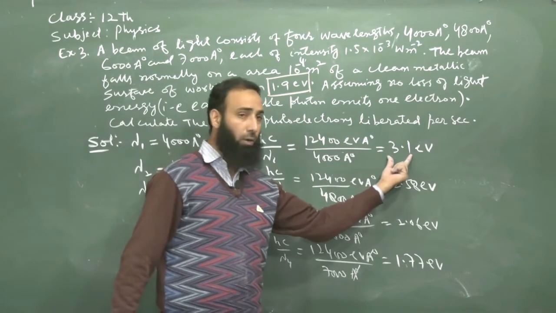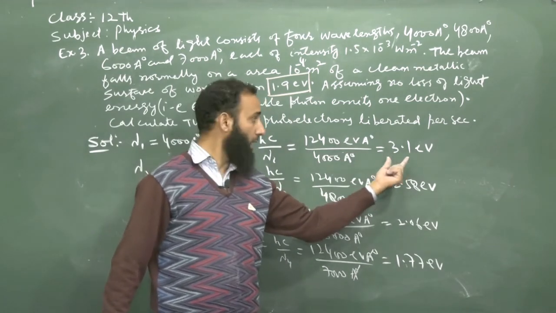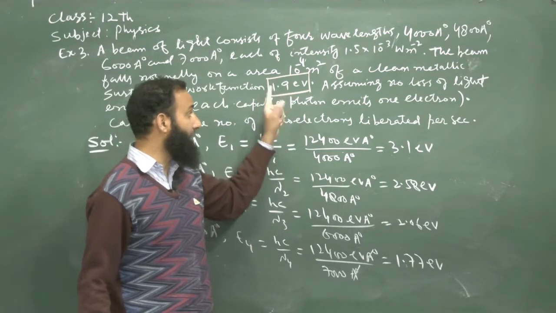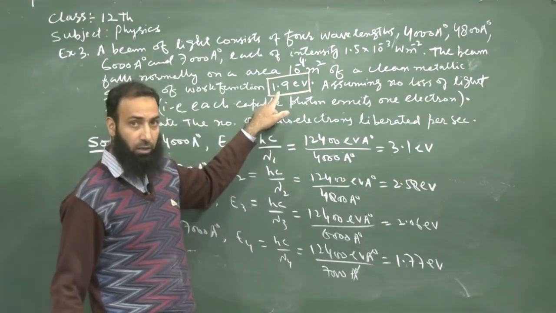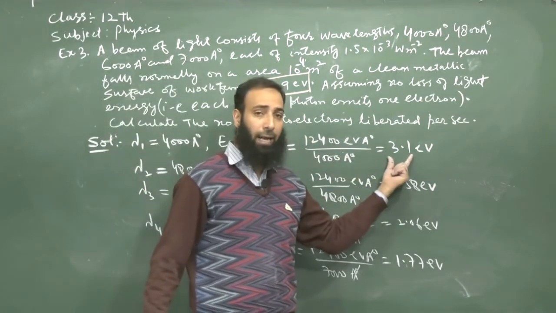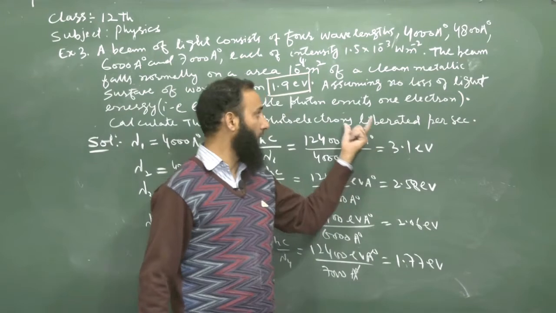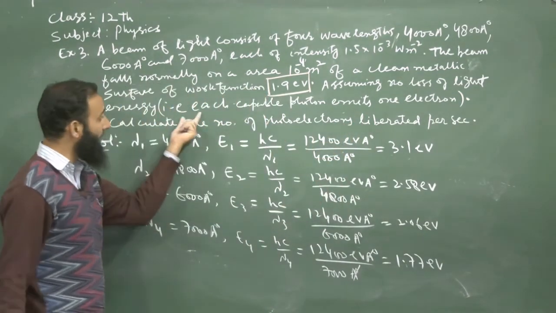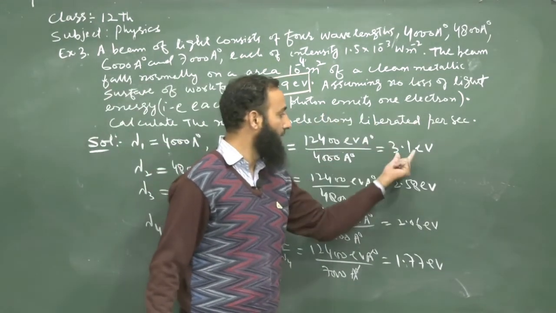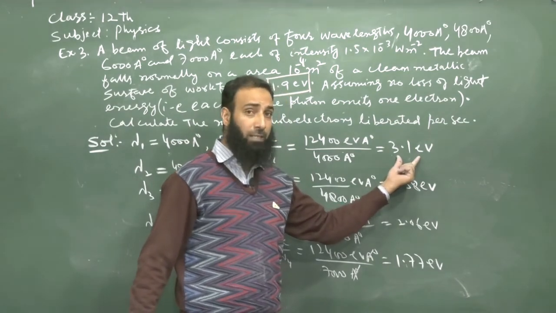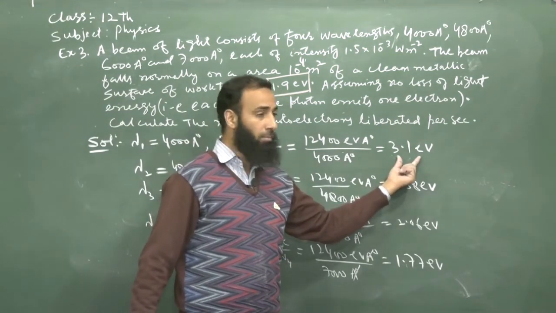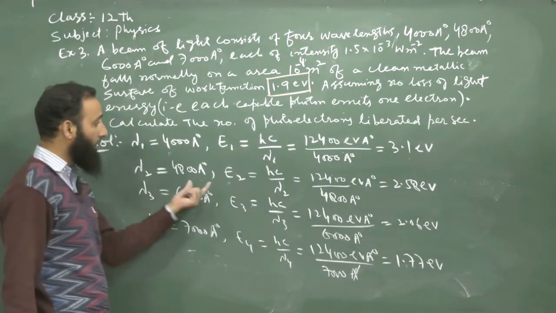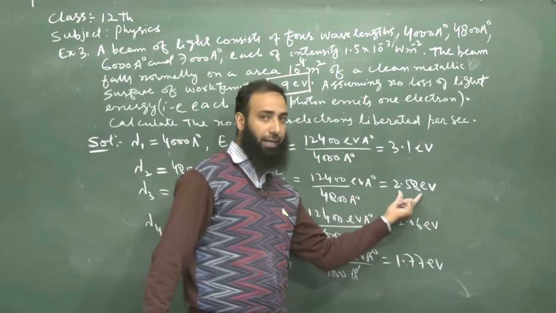So now we will calculate how many photons of this wavelength are made to incident on the metallic surface in 1 second. If we are able to calculate that number, the same number of electrons come out, because it is given that each capable photon emits 1 electron. So each photon of this energy is able to make the electron come out from the given metallic surface. Similarly, for lambda 2, in this case also, the energy is greater than the work function.